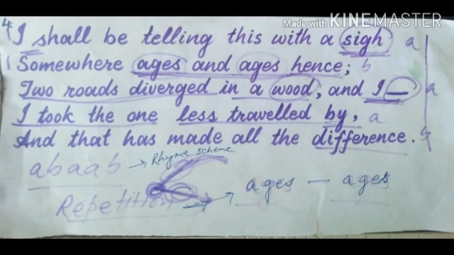So now the other poetic device that is used in this stanza is repetition. You can see the word ages is repeated. You can see the words ages and ages hence in the second line. So the word ages is repeated, so it is repetition. Also you can see in the third line, two roads diverged in a wood. This sentence was in the first stanza also. So this sentence also has been repeated. So this is also a repetition.